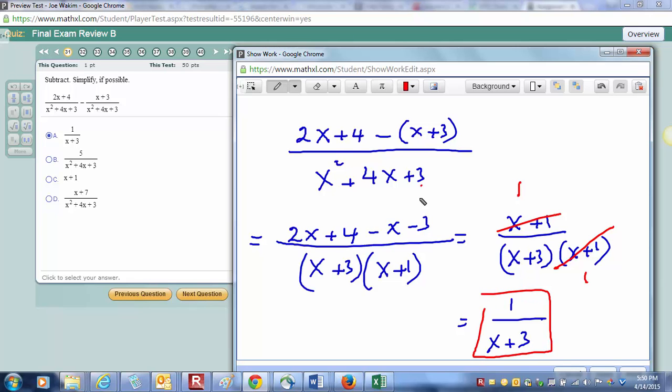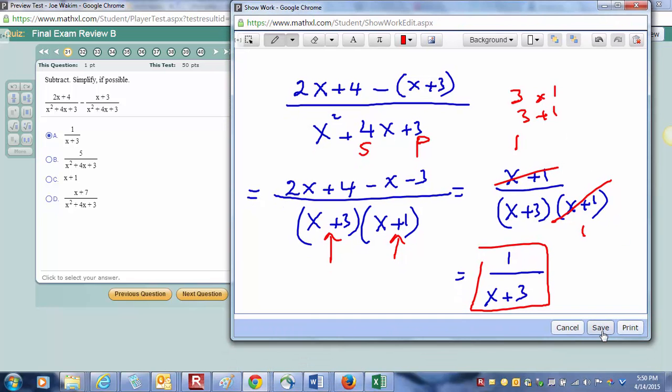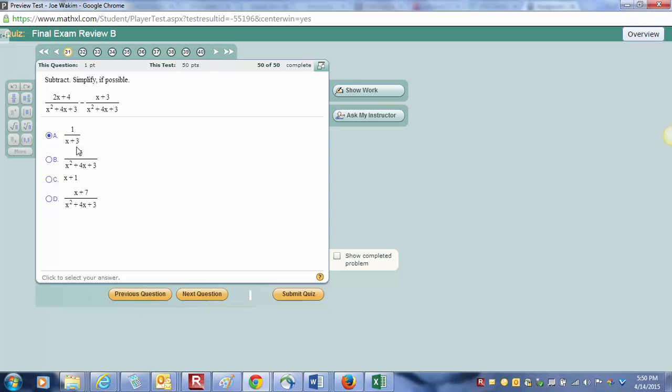So notice here the product is 3, the sum is 4. What are the two numbers? 3 times 1 and 3 plus 1. That's why we end up with x plus 3, x plus 1. Here we have 2x minus x, we end up with x, and 4 minus 3 is 1, and then x plus 1 and x plus 1 cancel. So the final answer is 1 over x plus 3.